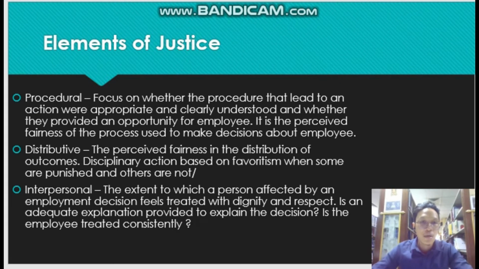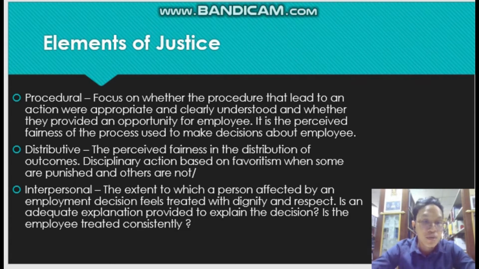So, elements of justice. There are 3 elements of justice, which are procedural, distributive, and interpersonal. Procedural focuses on whether the procedures that lead to an action were appropriate and clearly understood, and whether they provide an opportunity for the employee. It is the perceived fairness of a process used to make decisions about the employee. Distributive is the perceived fairness in the distribution of outcomes, for example disciplinary action based on favoritism when some are punished and others are not. This is clearly a wrongful decision.